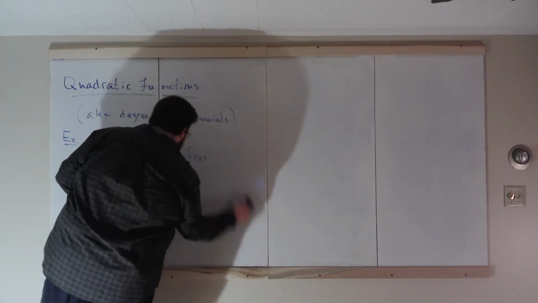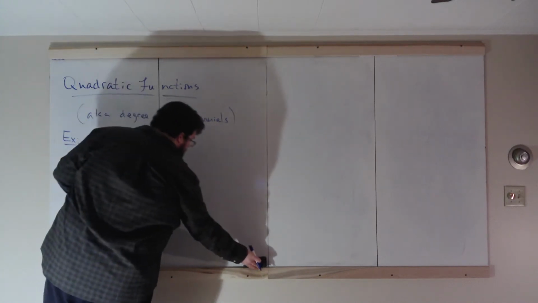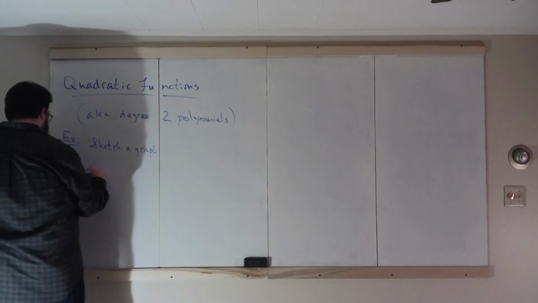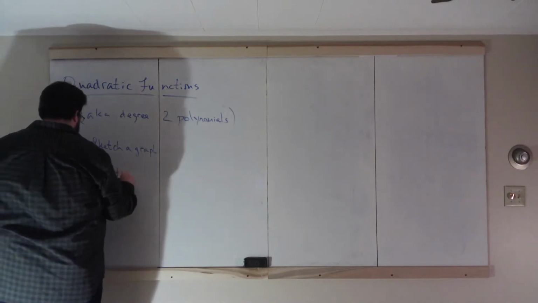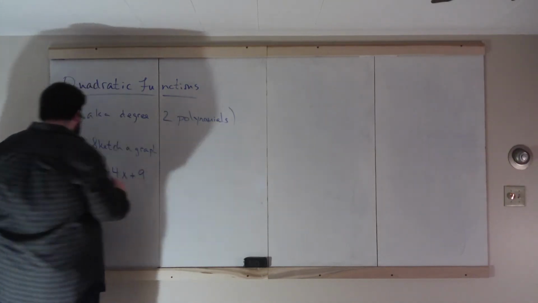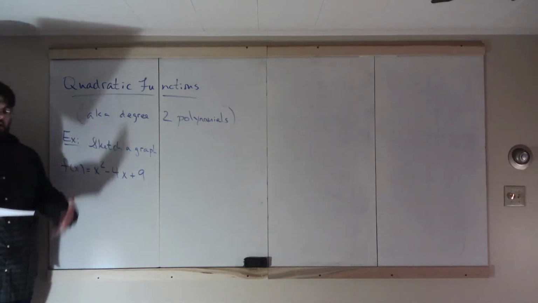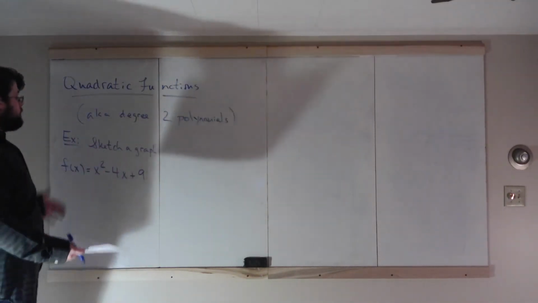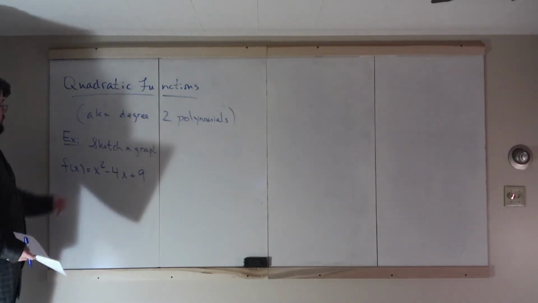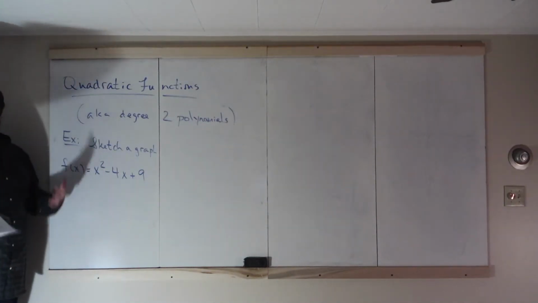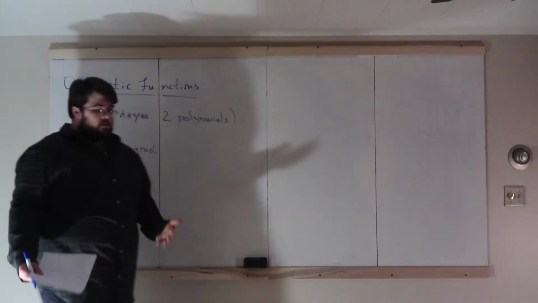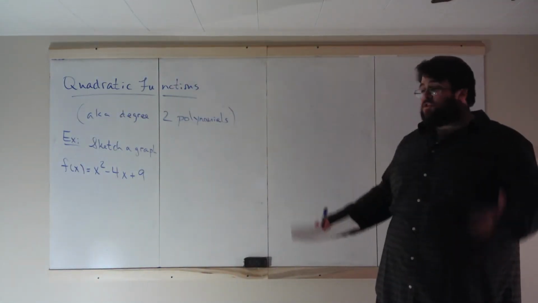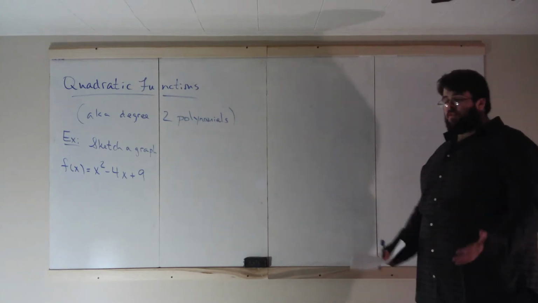I'm going to write this on board 1 because we're going to use graph transformations. x squared minus 4x plus 9. Now, the way this is written, we can't immediately apply graph transformations. But notice, this has an x squared term, and what we're going to do is make this look like an x squared function with graph transformations applied to it.